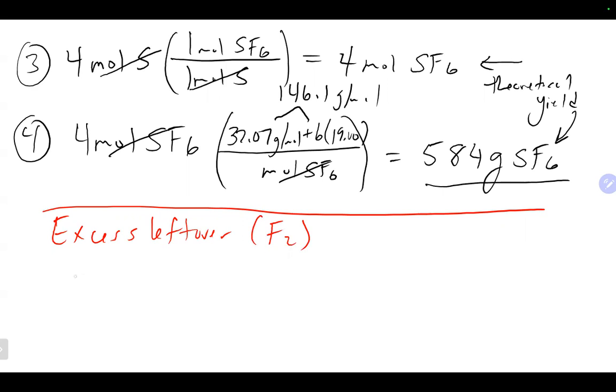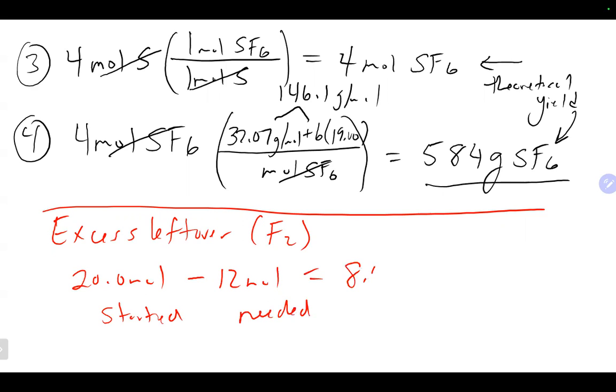We started with 20 moles. We needed 12 moles, which means at the end of this reaction, all the sulfur should be gone, but we should have about 8 moles of F2 left over. And obviously you could also convert that into grams, if you want to know how many grams would be left over, using the molar mass.